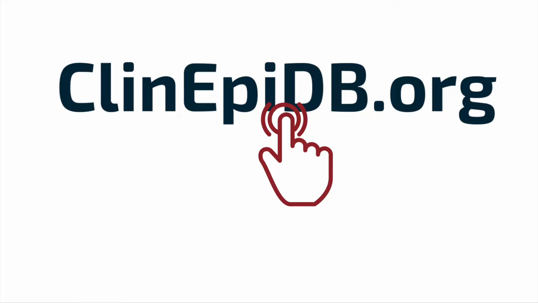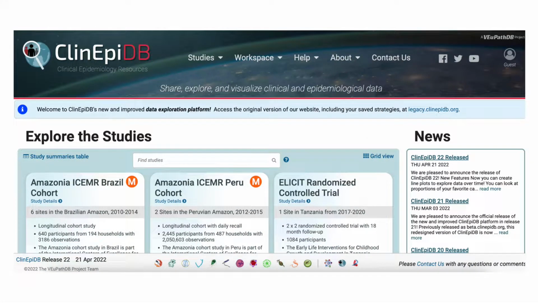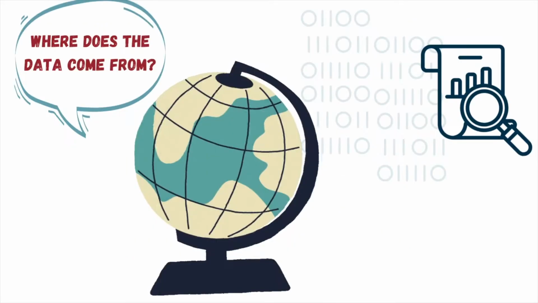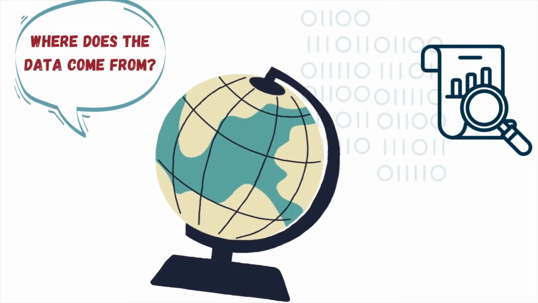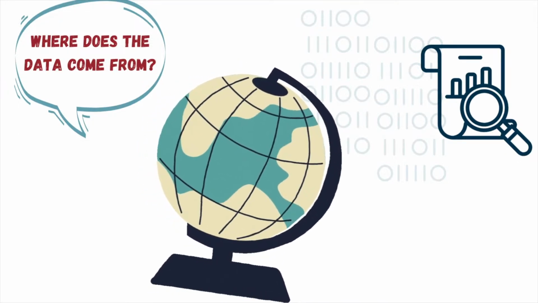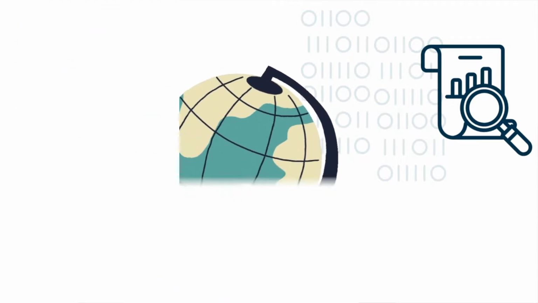What is ClinEpiDB? ClinEpiDB is a free, online, open access data resource. It's developed and maintained by scientists and software engineers based at several academic institutions around the world. Where does ClinEpiDB get data? We get data from global health researchers. Study teams partner with us to make their data available.